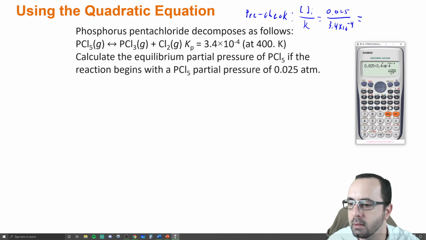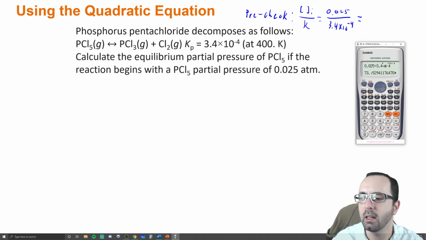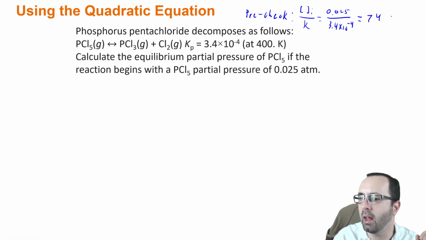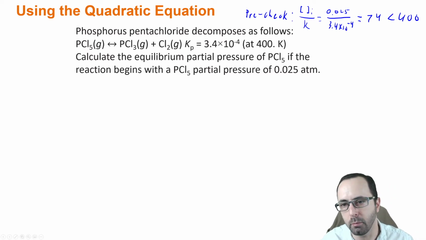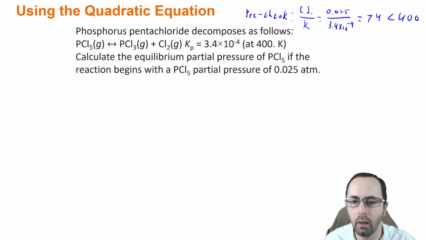When we calculate that, we get 74-ish. 74 is less than 400. We cannot use the simplifying assumption on this problem. So if it comes to the point where we're going to have to solve a quadratic, we're going to have to solve the quadratic.